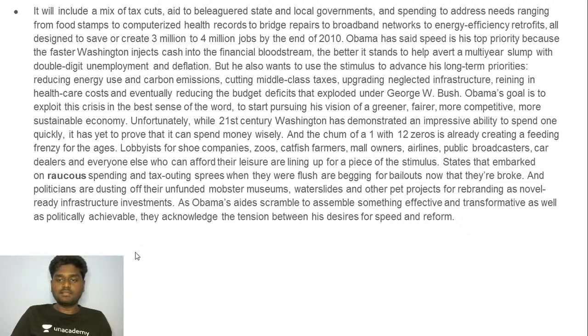And the sum of a 1 with 12 zeros is already creating a feeding frenzy of the ages. Lobbyists for shoe companies, zoos, catfish farmers, mall owners, airlines, public broadcasters, car dealers, and everyone who can afford their fees are lining up for a piece of stimulus. States that embarked on robust spending and tax cuts when they were flush are begging for bailouts now that they are broke. And politicians are dusting off their unfunded monster museums, water slides, and other pet projects for rebranding as shovel-ready infrastructure investments. As Obama's aides scramble to assemble something effective and transformative as well as politically achievable, they acknowledge the tension between his desire for speed and reform.